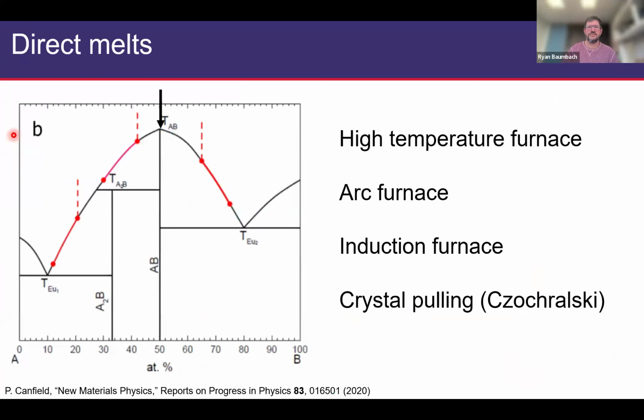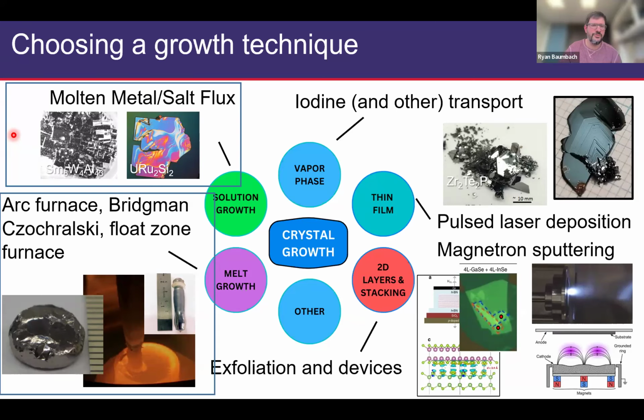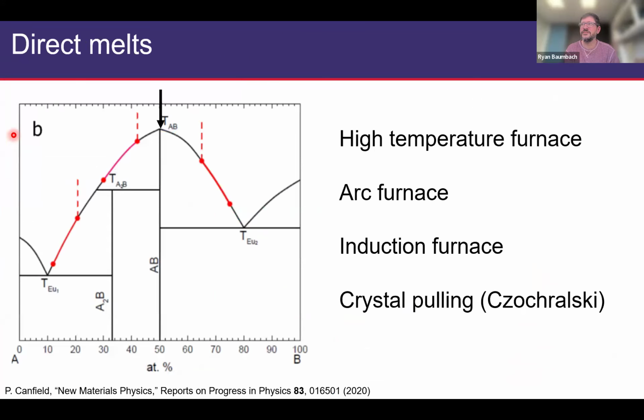And I want to emphasize that, well, I'll go to direct melts first. I want to emphasize that direct melts are really only applicable or useful when we're talking about congruently melting phases. And a direct melt, in my mind, is really just any technique where we're going to heat something to a high enough temperature that it melts, and then we're going to crystallize the phase directly out of the melt.